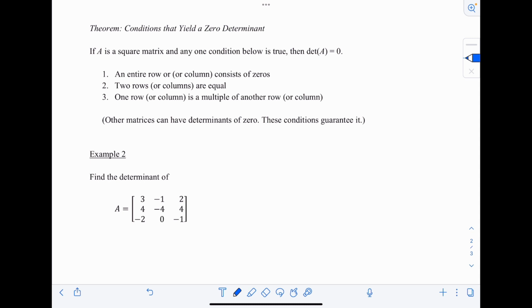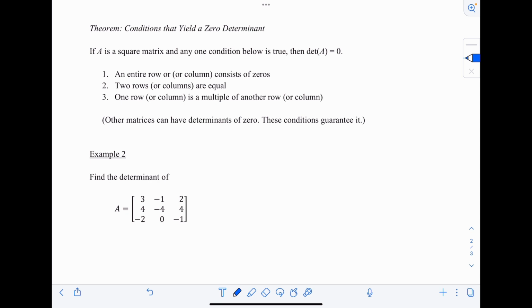So again, this is just one of these things where knowing these is helpful, because if you see it, you can immediately know that the determinant is 0. You don't have to do all the work. Now, if you miss it, if you don't see it, that's fine. You do the work and you get 0 anyway, but this is just going to save you some time and effort.